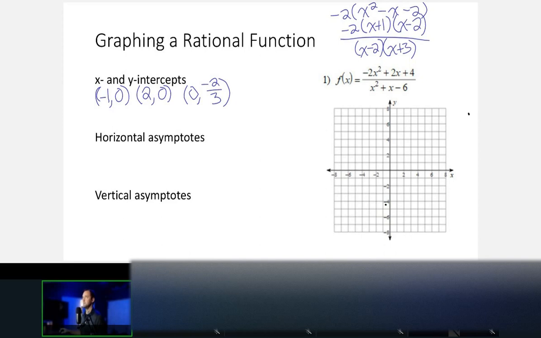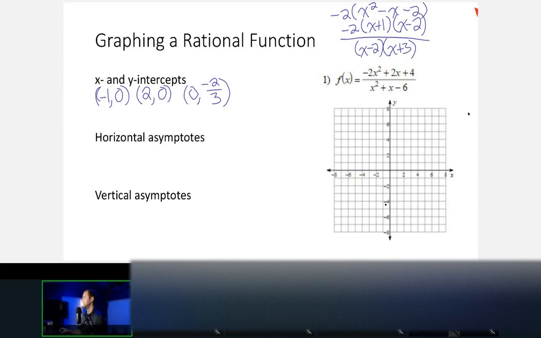Before we do the VA, let's do the HA. So looking at the original problem, what is the HA? Go ahead and write it in chat. Remember, HAs and VAs are equations, so just a number is not enough. So y equals -2.